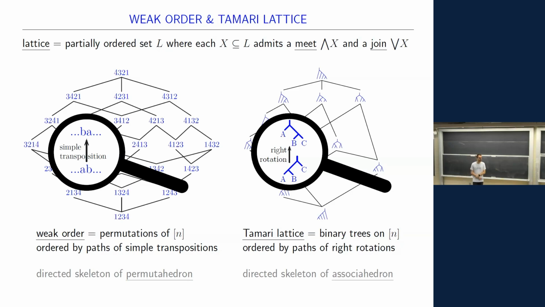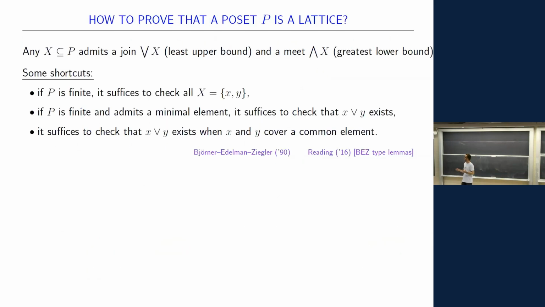I will not use at all the geometry of polytopes in this talk, but a lot of posets or lattices that I will consider come from polytopes. And I will use these two examples of lattices to tell you a little bit of techniques to prove that a given poset is a lattice. A priori you have to suffer and just take a subset and try to prove that it has a join and a meet.